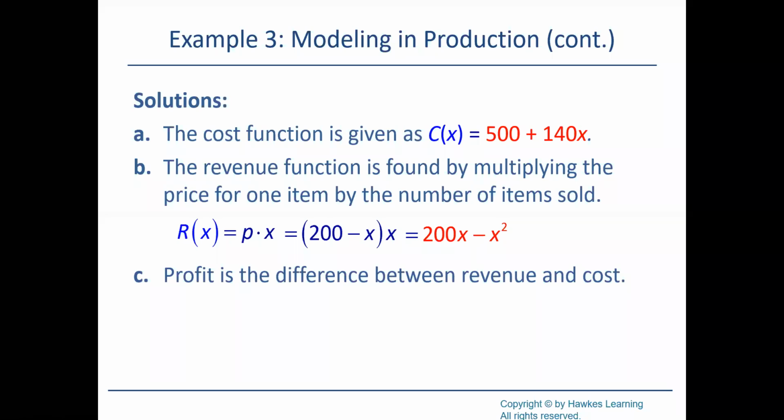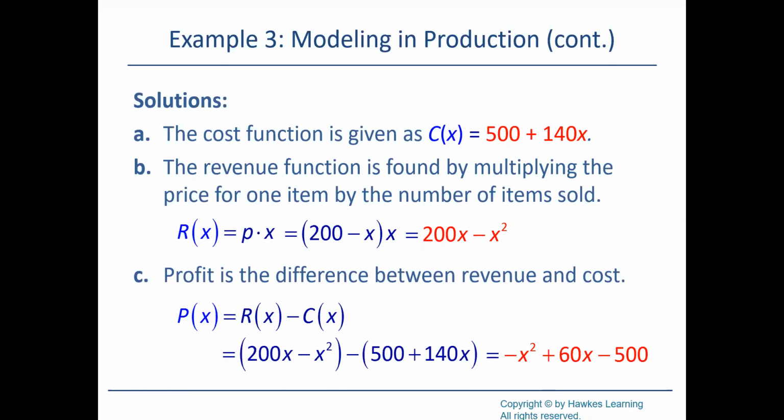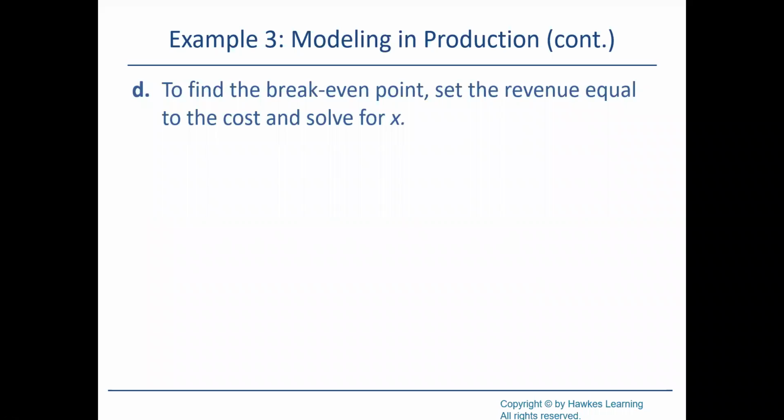The profit is the difference between the revenue and the cost. So P of X equals R of X minus C of X. R of X is 200X minus X squared, subtracted by the quantity 500 plus 140X, which is the cost function. Simplify, combine like terms, and we get the profit represented by negative X squared plus 60X minus 500.